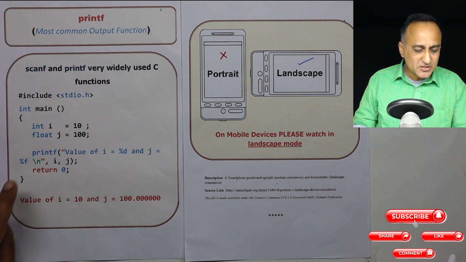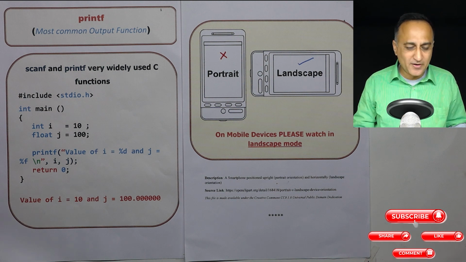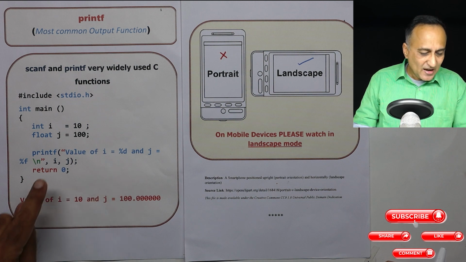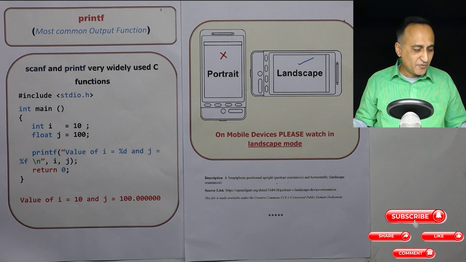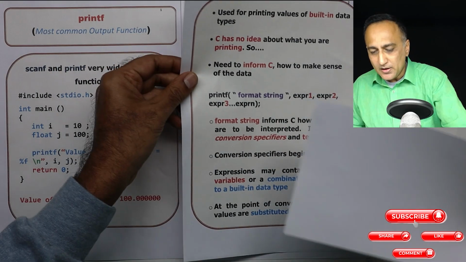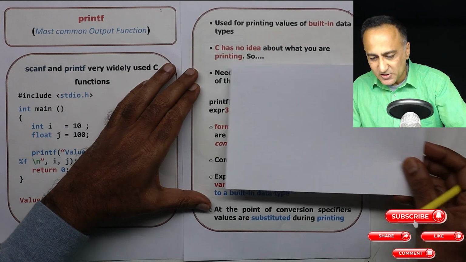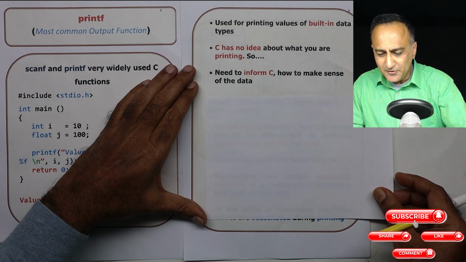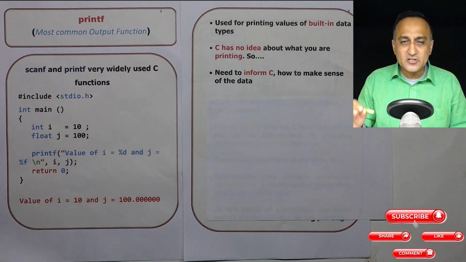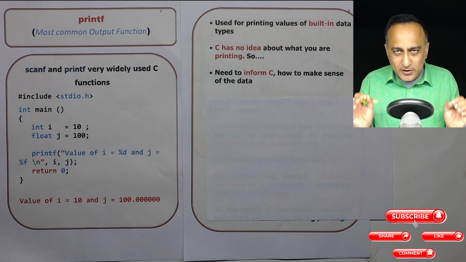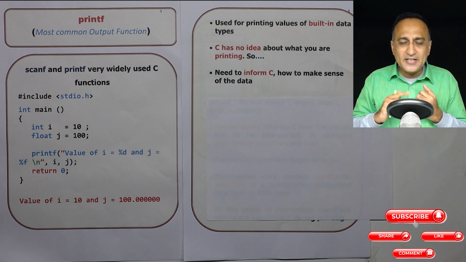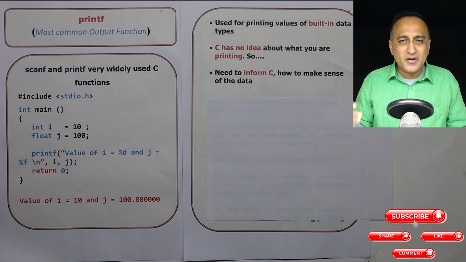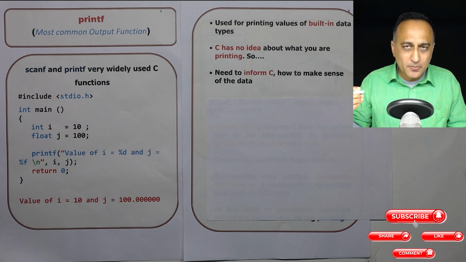This %d and %f are known as the conversion specifiers. %d indicates that i is of the integer type and %f indicates that j is of the real number or floating type of data. Before we talk about other things about printf, let's clarify a few things. The first thing is that printf is used for printing values which are of data types provided by C, like int, float, char, double, long and so on. If you create your own data types, you cannot directly use printf for printing on the screen.